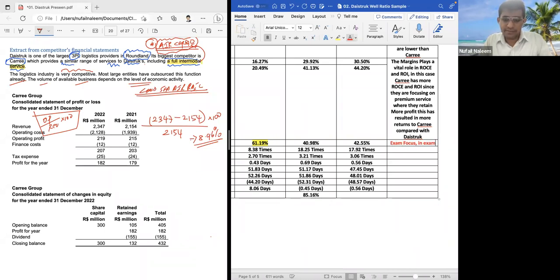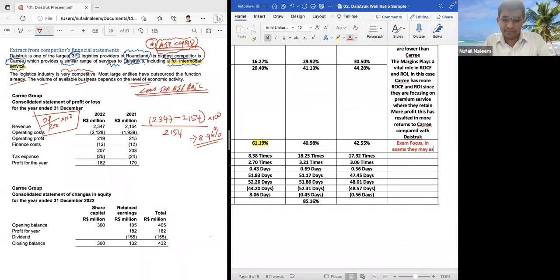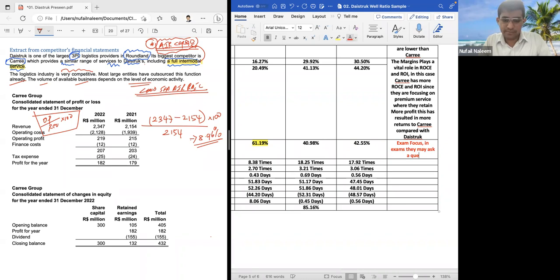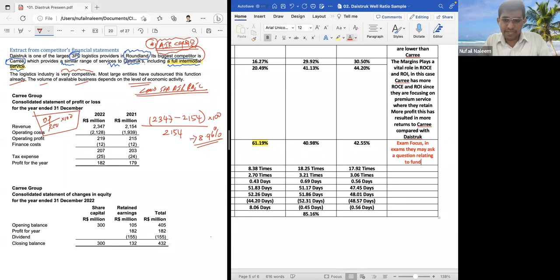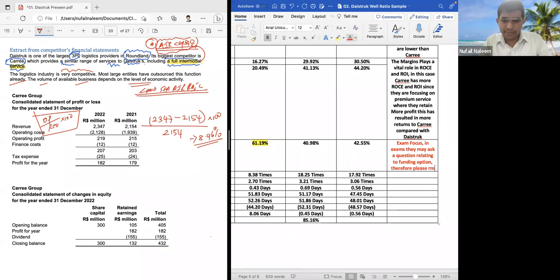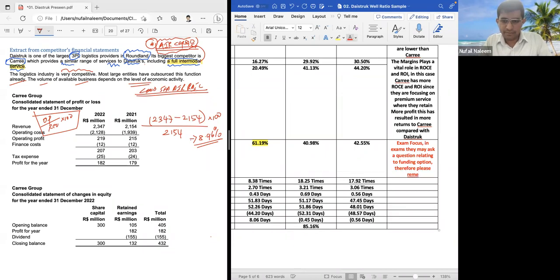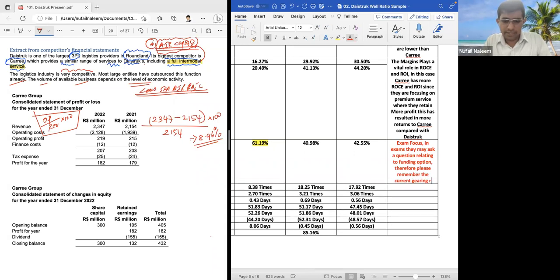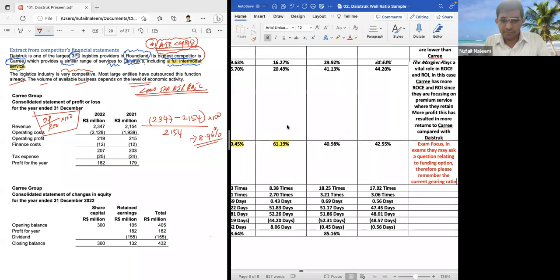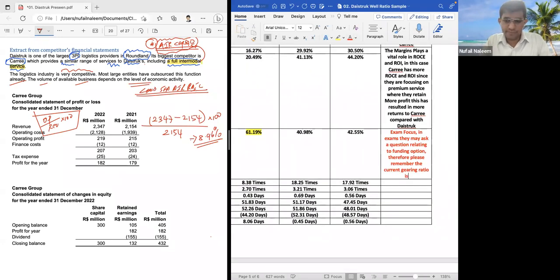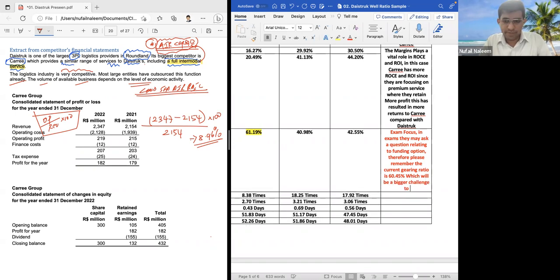In exams, they may ask a question relating to funding options. Therefore, please remember the current gearing ratio is 60.45, which will be a bigger challenge to raise finance.